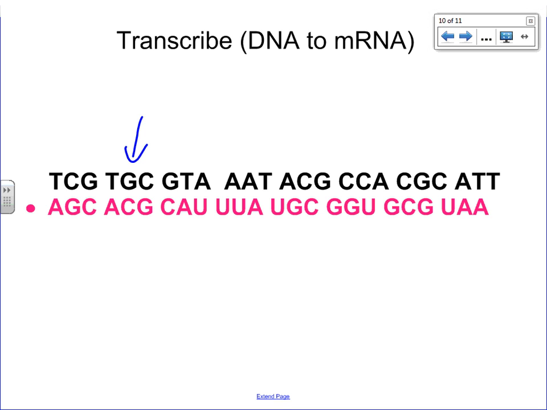with guanine. Now if we look at this one, guanine with thymine, guanine with cytosine, thymine with adenine, adenine with uracil. If we look at this one, adenine with uracil, adenine with uracil, thymine with adenine. This one, adenine with uracil, cytosine with guanine, guanine with cytosine. We can keep going on and on until we finish our mRNA sequence.